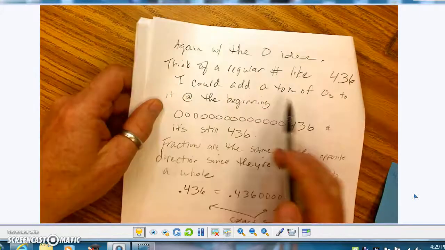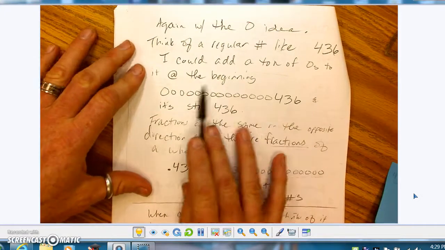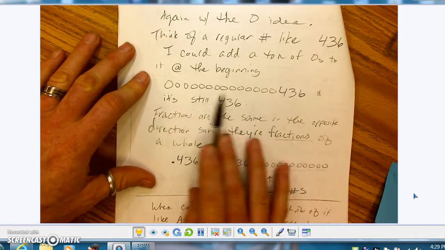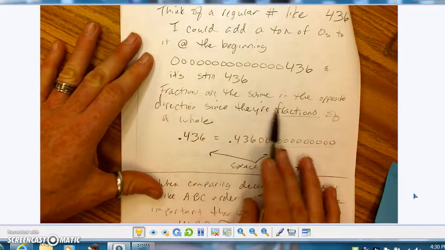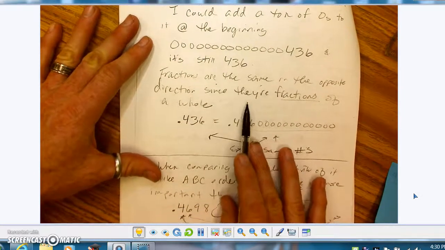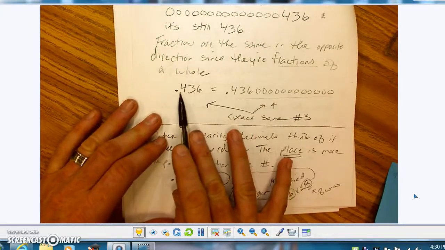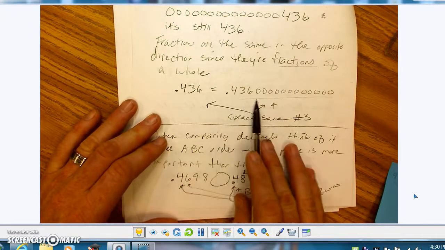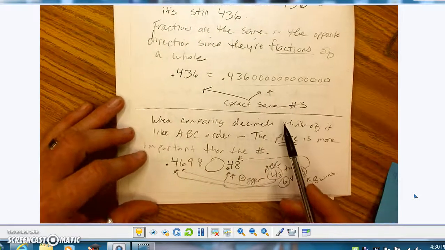Okay, another idea with the zeros. Think of a regular number like 436. I could add a ton of zeros to the beginning of this 436, but it's still 436. Well, fractions are the same, but in the opposite direction, since they're fractions of a whole. So if I took 0.436 and put a whole bunch of zeros on it, it's the exact same number. It doesn't do anything different.